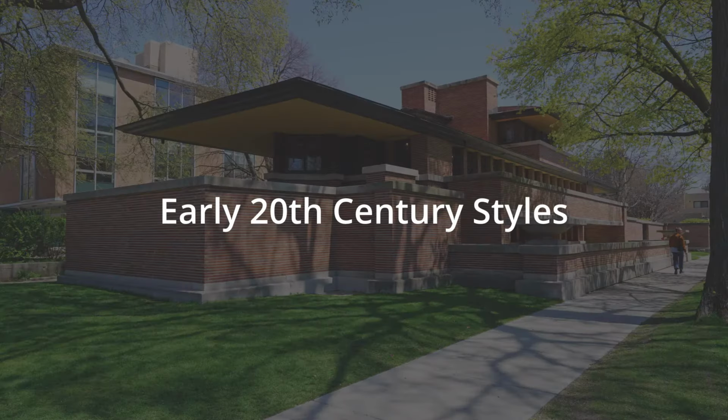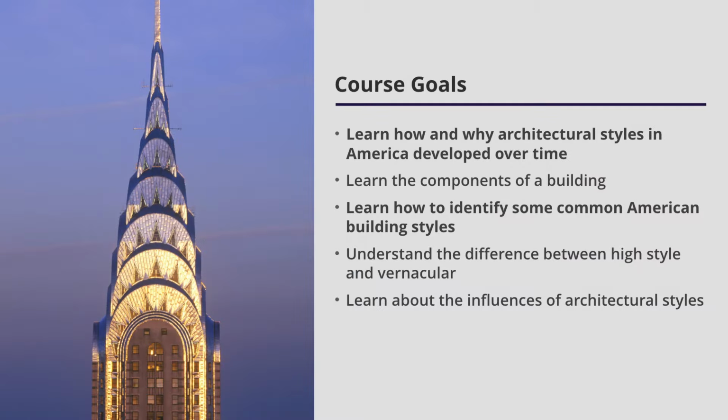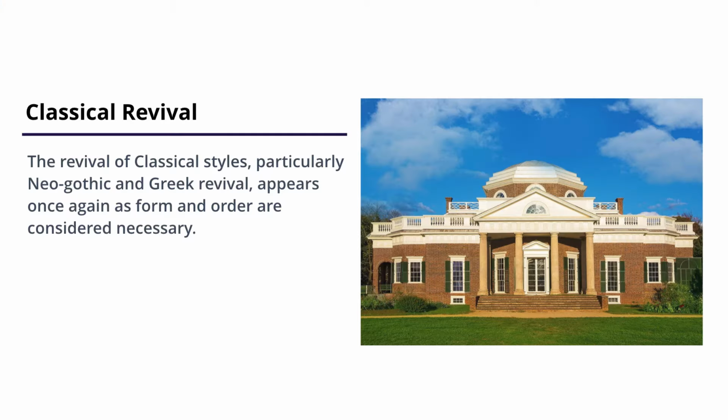Early 20th century styles. We will continue our exploration of how and why architectural styles developed in America, and we will work on our continued identification of American building styles. So following the Industrial Revolution, where we saw a lot of change, particularly in downtown cities as factories became more and more widespread, and then of course, as we started to develop factory towns throughout the countryside, we saw again a revival of classical styles, particularly Neo-Gothic, New Gothic, and Greek Revival.